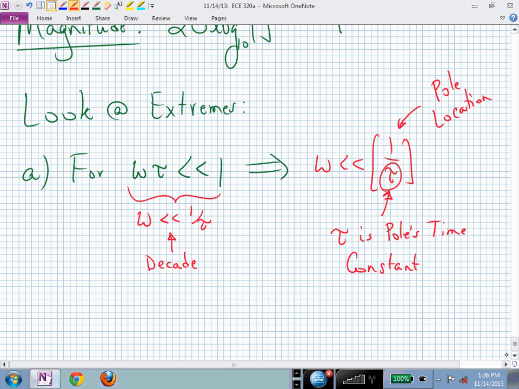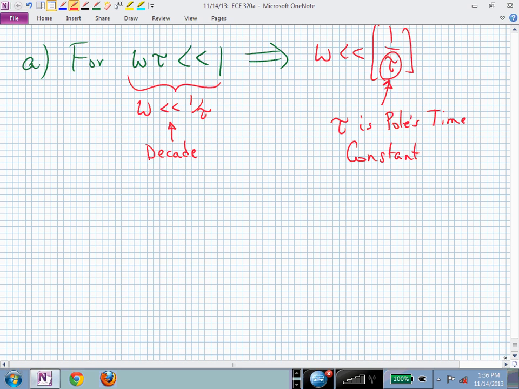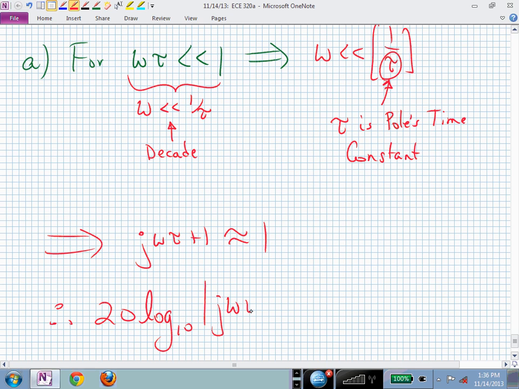For this extreme case, when we have a frequency omega less than a decade below our break frequency, we can now say that j omega tau plus 1 can be approximated with 1. Therefore, this 20 log base 10 of j omega tau plus 1 becomes 20 log of 1, or 0 dB. So it's flat now.